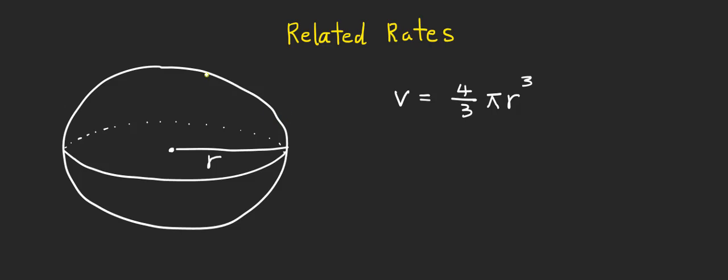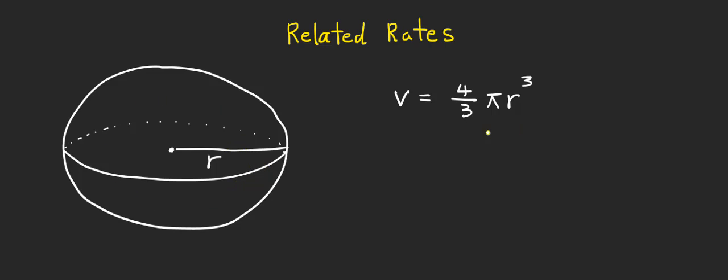In this video, we're going to talk about related rates. Let's say you have the volume of a sphere. The volume of a sphere is 4/3 times pi r cubed. If the radius is increasing, that means the volume is increasing. If the radius is decreasing, if the radius gets smaller, then the volume of the sphere is getting smaller as well.